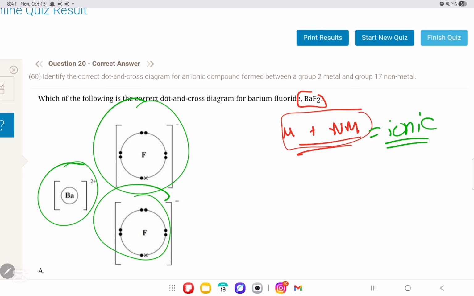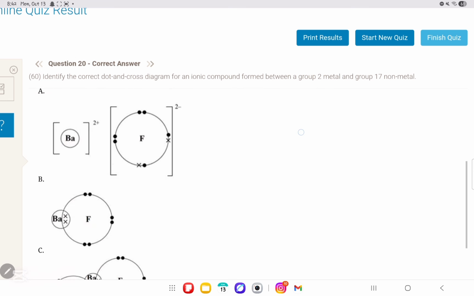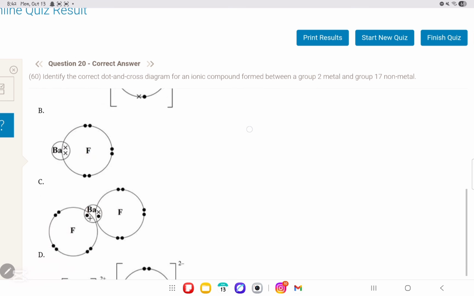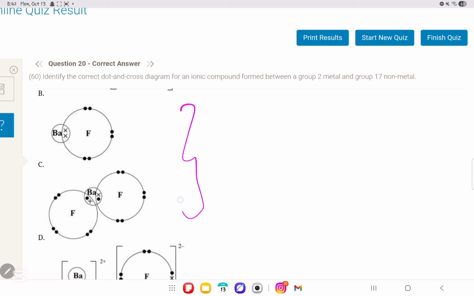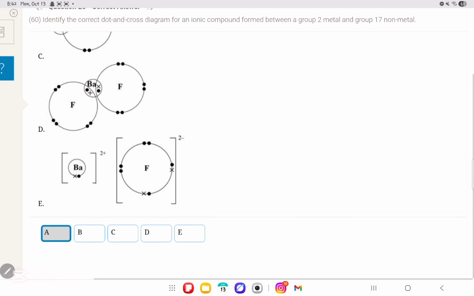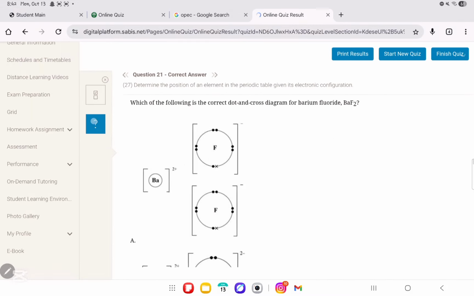So Ba for sure is Ba2+, right? And how many Fs do we have? We have one F, two F, and they are both F minus. So far it's correct. Now, how do we denote F minus? We have to make sure that it has 7 electrons, and the last given electron is from somewhere else. That means it's different, it's not a dot. So this is correct for sure. This is wrong because it's not F2 minus, and we said these two are wrong because they're not sharing electrons. And again, this is wrong because it's not F2 minus, it's F minus. So the correct answer is A.